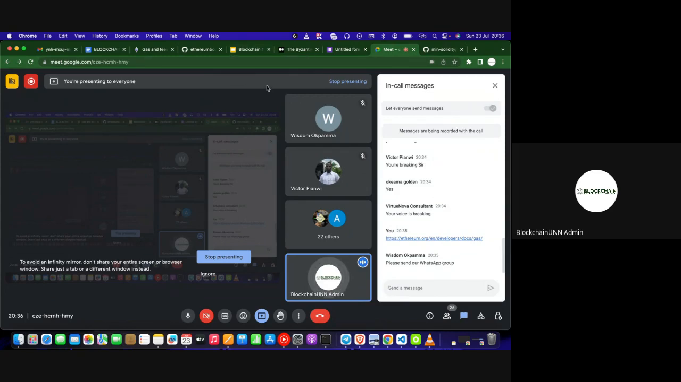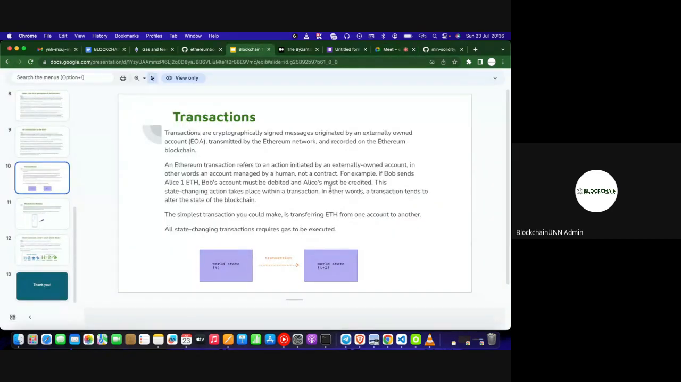All right, in the absence of questions, let's proceed to look at transactions. Transactions are cryptographically signed messages, usually originated by an externally owned account, transmitted by the Ethereum network, and recorded on the Ethereum blockchain. Put simply, a transaction is how you change the state of the Ethereum network from one state to another. Let's say I send Ethereum to Stanley. That is a state change, and it happens in a transaction.